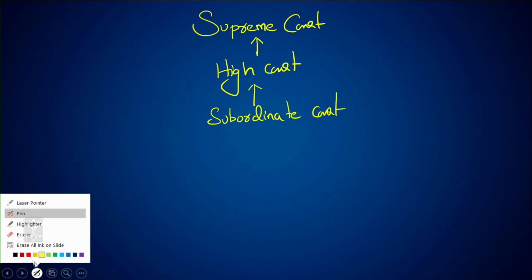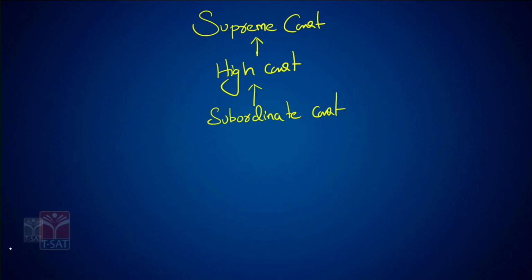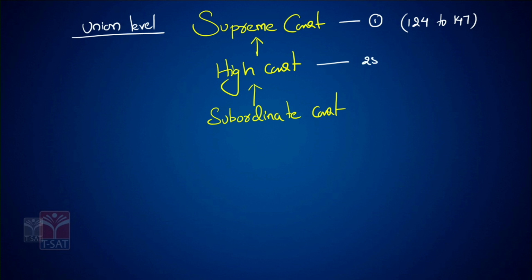Now look at the screen. Very important. There is only one Supreme Court for the entire nation, and this is at the union level. Articles 124 to 147 deal with the Supreme Court of India. And look at High Court. There are 25 High Courts for all the 28 states and 8 union territories, and this is at the state level. Articles 214 to 231 talk about the high courts in India.